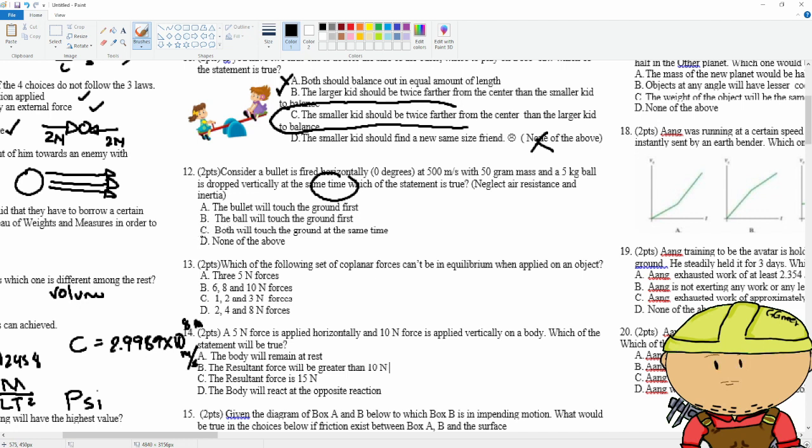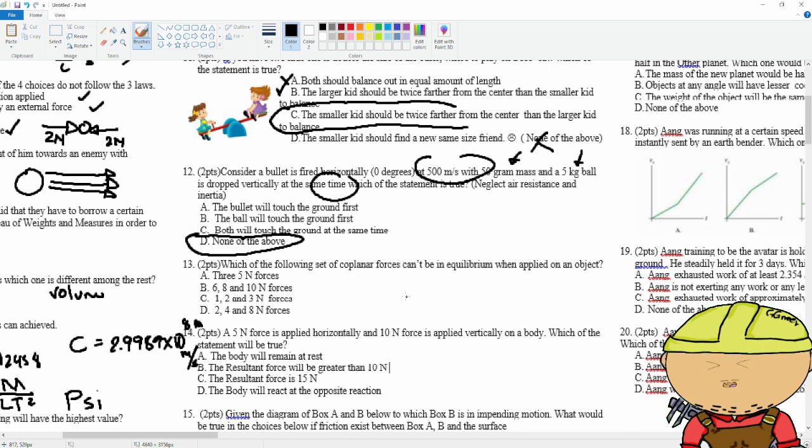Well, it's not actually depending on the time, but it depends on the height. It doesn't depend on the velocity vertically. It doesn't depend on the mass, and it doesn't depend on the mass of the other object. It depends on the height. So this is D, none of the above. We cannot say for certain because there's no height given. It's not about time, it's not about mass, it's about the height.